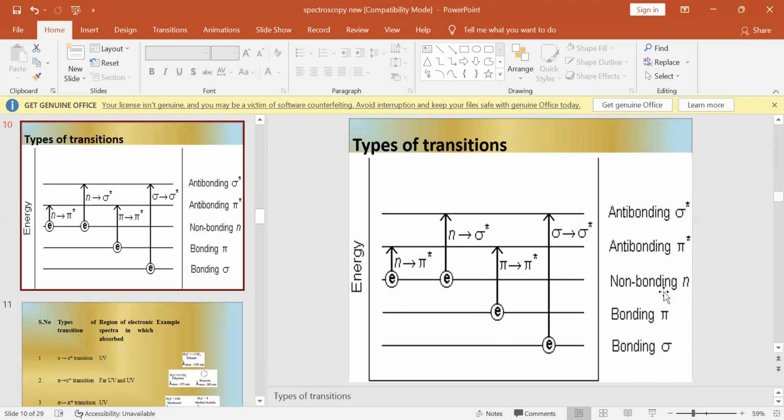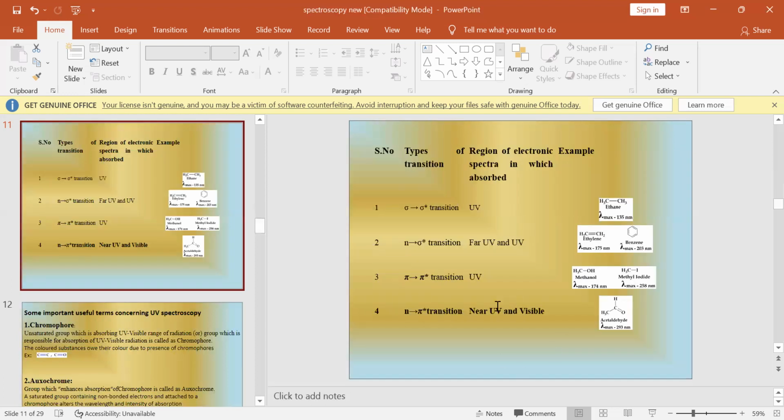Sigma and sigma star are related to saturated compounds, whereas pi and pi star are related to unsaturated compounds. Depending upon the type of transition, the absorption region differs, and we will look at examples for the transitions. Here, the sigma to sigma star transition absorbs in the UV region.